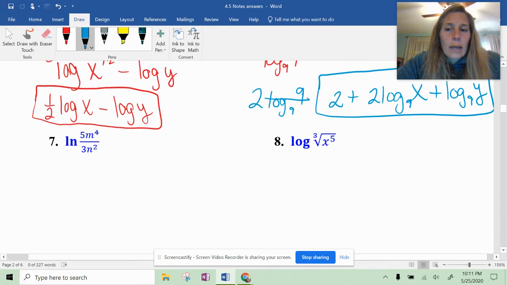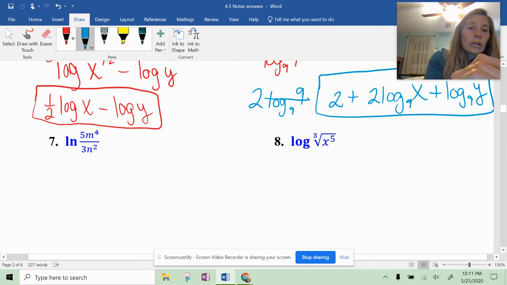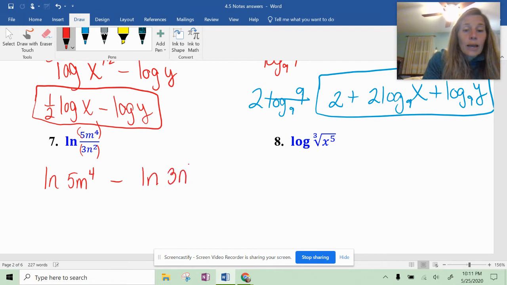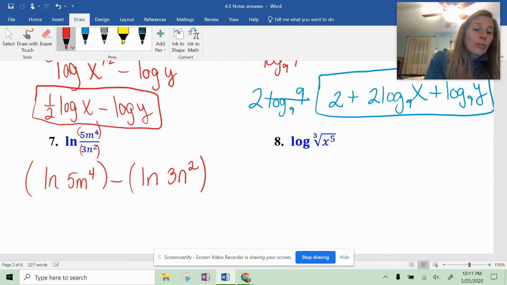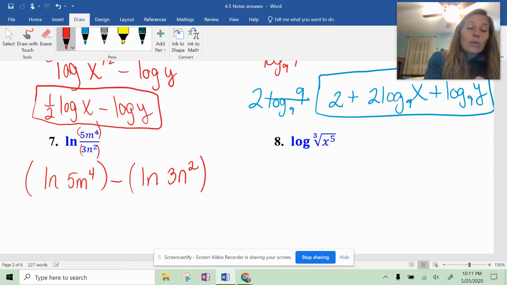Okay, and then looking at numbers 7 and 8. Now this one here for number 7 is a quotient. So the first thing we're going to do is separate the numerator and the denominator. So I have ln of 5m to the 4th minus ln of 3n squared. Now I'm going to put those separate like that because they're still going to be broken down some more. Now, basically what it boils down to is any of the terms that were in the numerator are going to be separated with a plus sign.